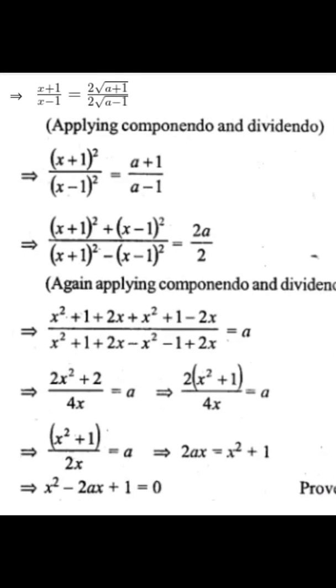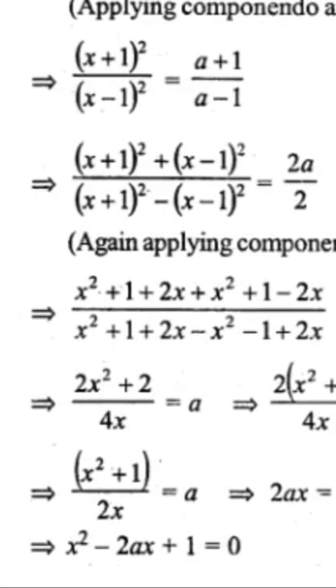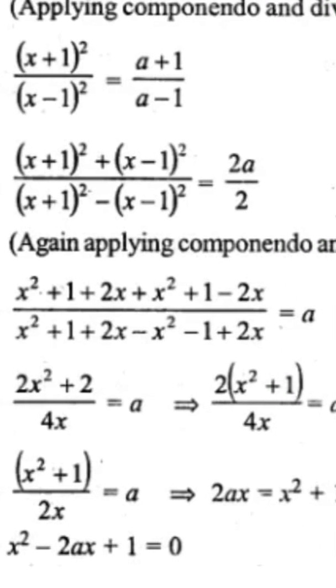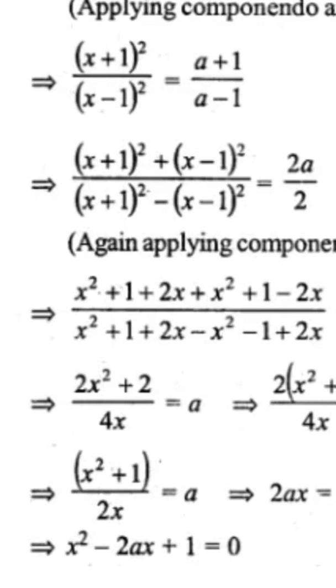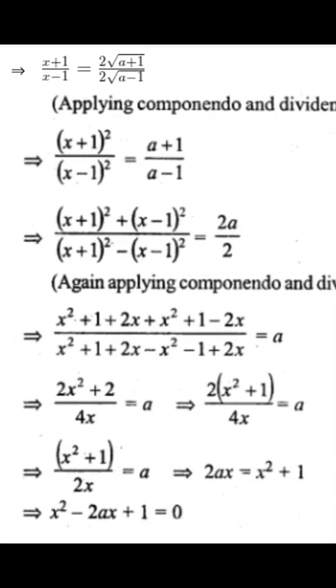Okay, so solve it. Like terms with opposite sign will be cancelled. Plus 2x minus 2x gets cancelled. In the denominator, minus x square plus x square, minus 1 plus 1 gets cancelled, and I get it as 2x square plus 2 upon 4x is equal to a. Okay, this much we have got.